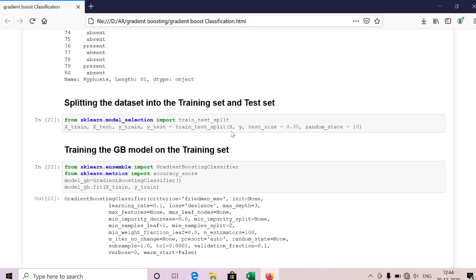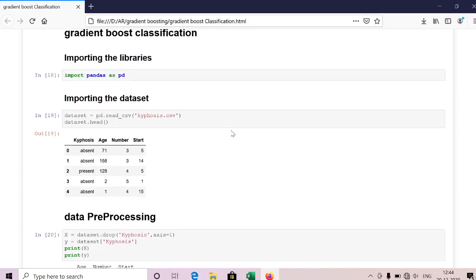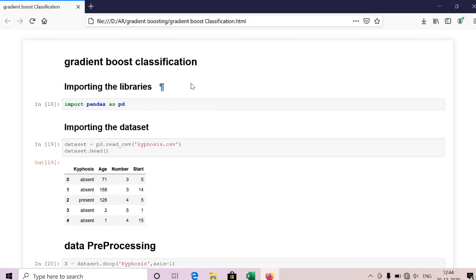This way we can calculate the accuracy by using gradient boosting. Here, using one data set, we have trained and also tested.